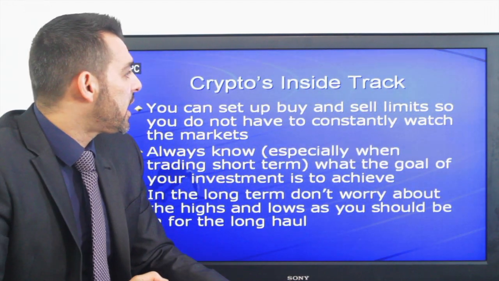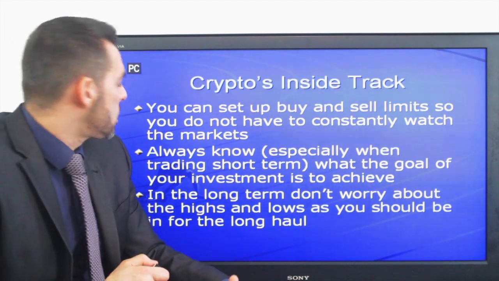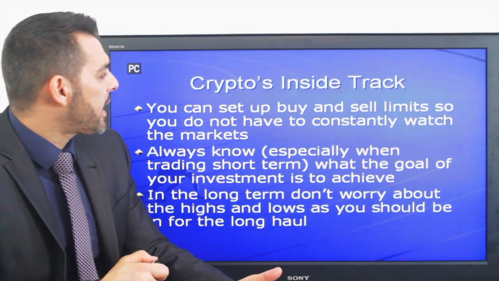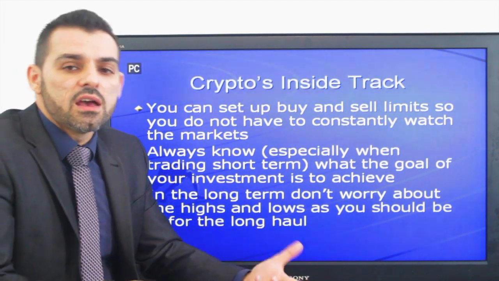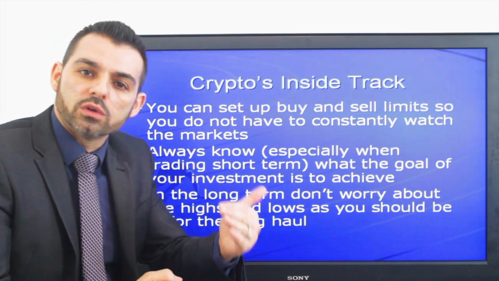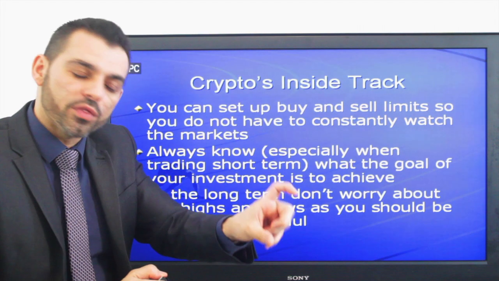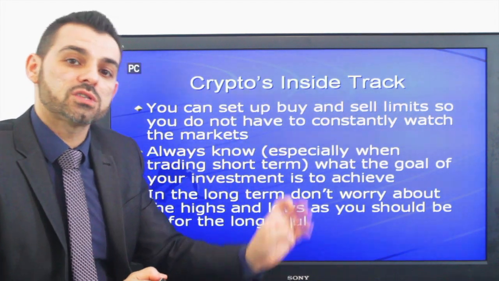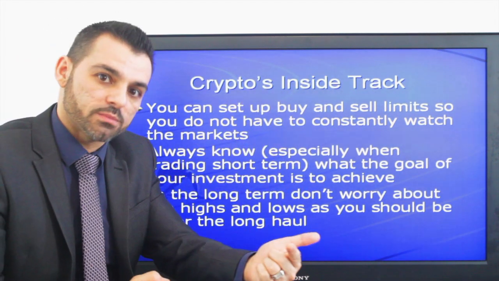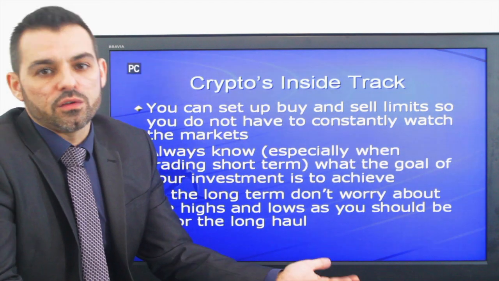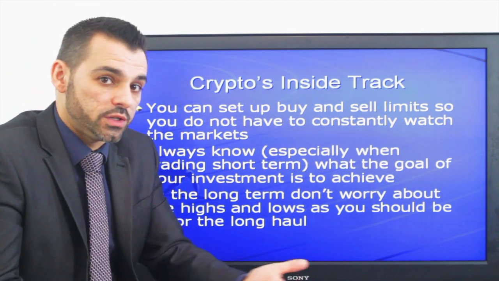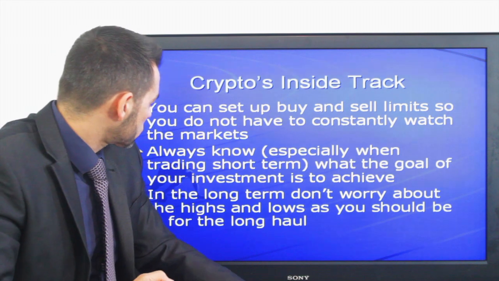You can set up buy and sell limits, so you do not have to constantly watch the markets, meaning that once you've bought, if you want to sell at a specific amount, you can actually set that on the account that's holding your cryptos, and as soon as it hits that, it will automatically sell, a bit like a lot of the other platforms that you would use when you're buying and selling shares.